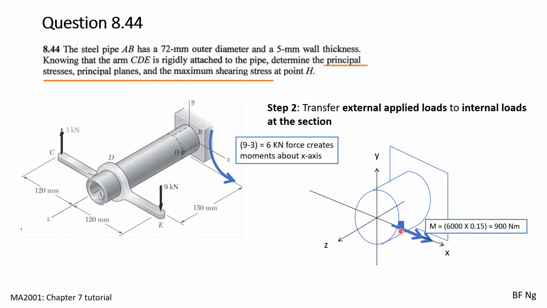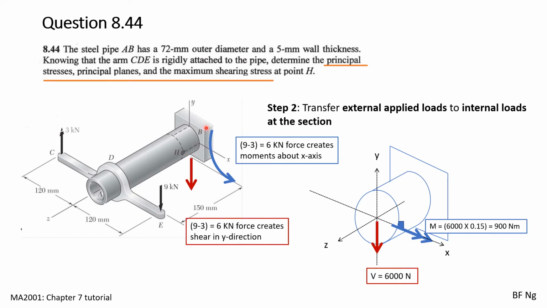We use the right-hand rule to define the moments. For the y-axis, these 3 kilonewtons and 9 kilonewtons will resolve to a 6 kilonewtons downward shear force acting over here. As such, there will be a shear force of 6 kilonewtons.